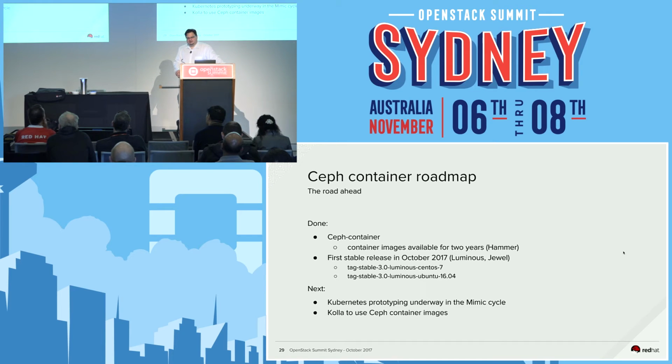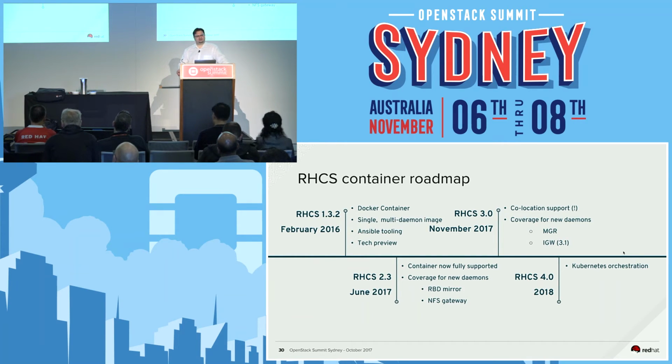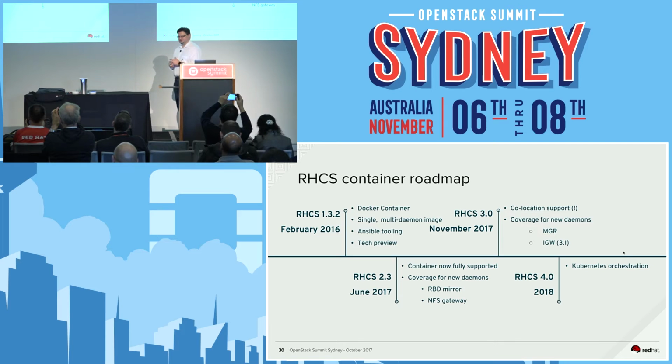We are prototyping Kubernetes support in the Mimic cycle, and you have the link of some of the projects where this is happening. And as we mentioned before, Kolla is switching to use Ceph container images, so we're eliminating the duplication. Now, it's kind of hard to speak in abstract about this since it's integration that pertains to a specific Ceph distribution. So I apologize for the slight vendoritis here, but I need to use our product to point out where we are in our specific case, since not all Ceph distributions are in the same place.